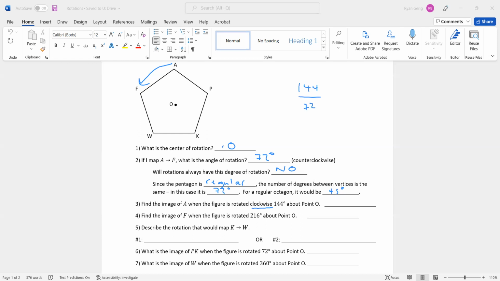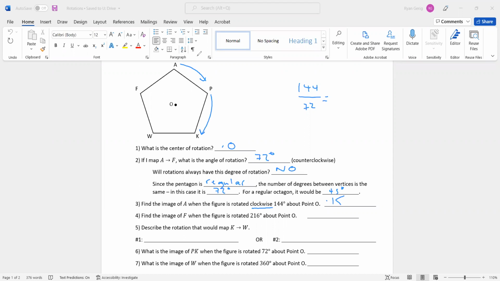So what I just did there was 144 divided by 72. Why 72? Because that gets me from A to F, or from A to P. It gives me one step from where I'm at. So 72 is like one step. Well, how many steps do I take? 144 divided by 72 is 2. So I'm taking 2 steps in the clockwise rotation. Now, what's clockwise? Okay, clockwise is this way. So I'm taking A and I'm going 1 step, 2 steps. So I land at point K. That's the image.